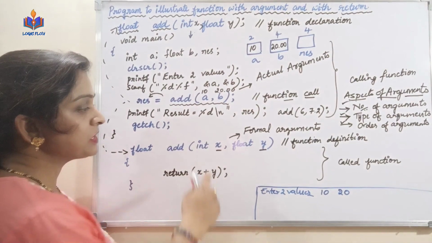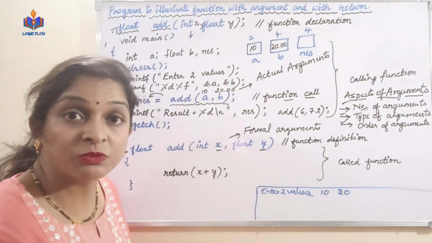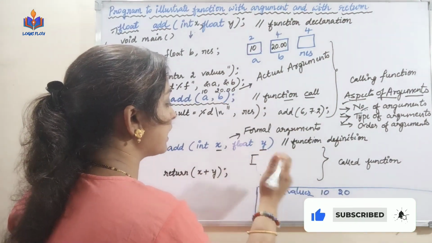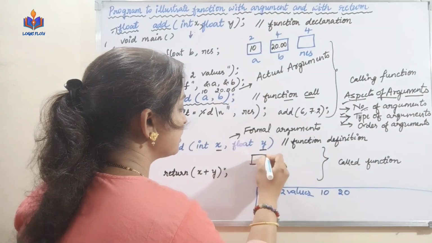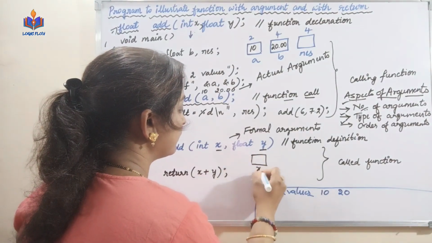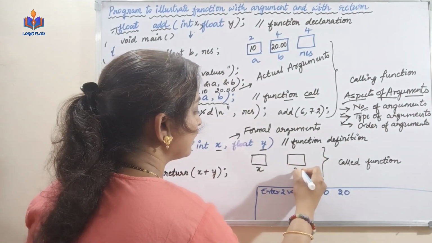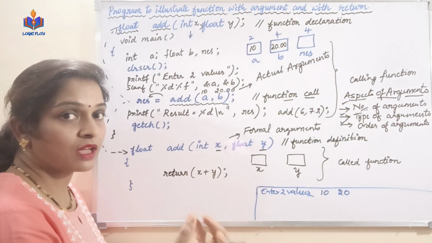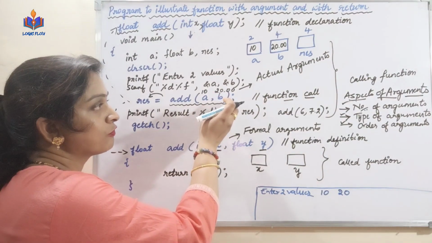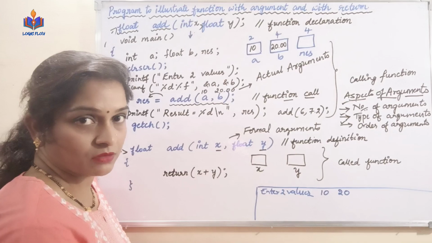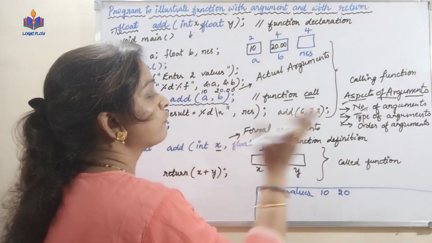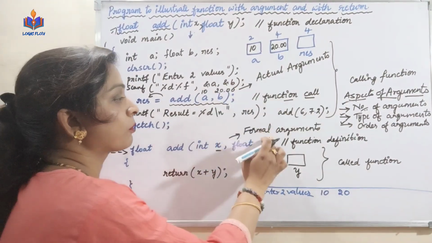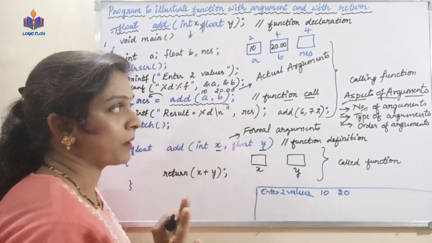So what happens when I say x and y: new memories are created. x is created of integer type. Then y is a new variable created of float, because I am sending one integer value, so obviously I should have an integer to receive it. I am sending one more, a float, so obviously I should have a float to receive it. So, actual arguments and formal arguments, hope you have understood. Actual arguments are given in the function call; formal arguments are given in the declaration or in the definition part, right?